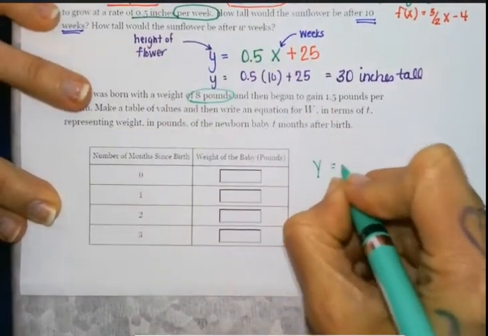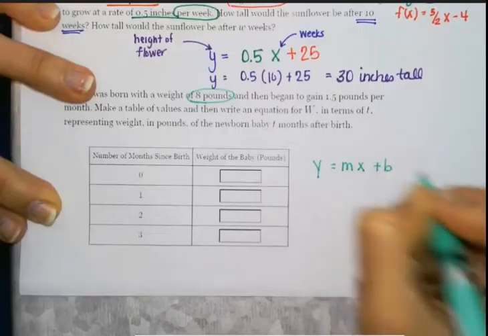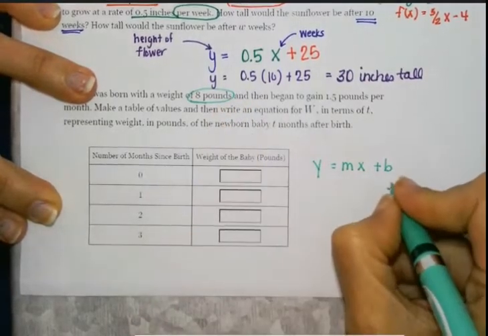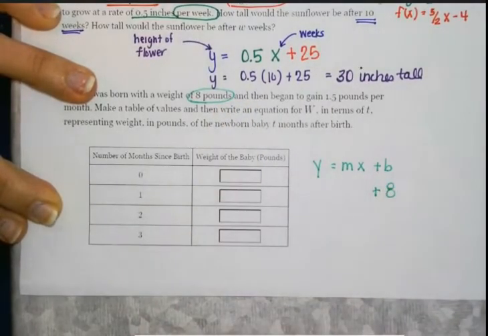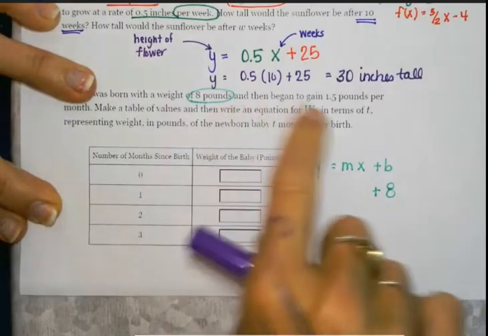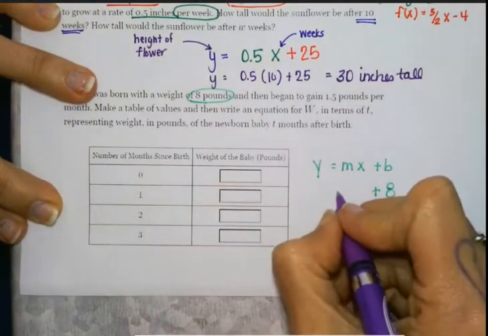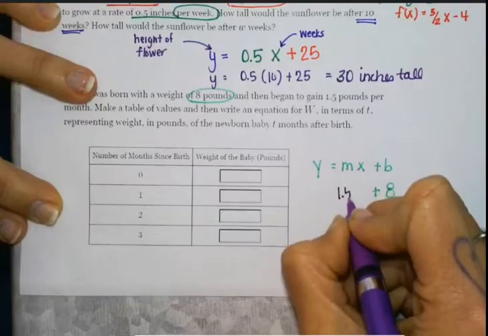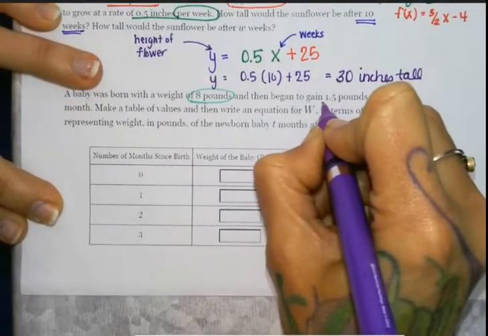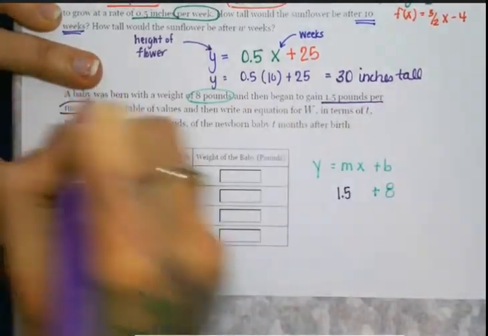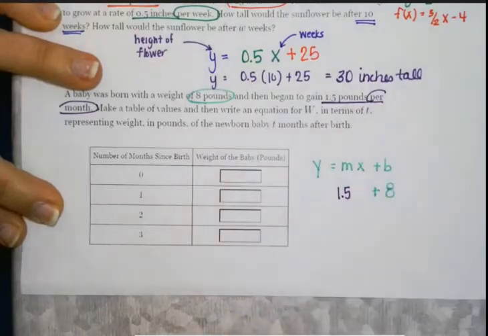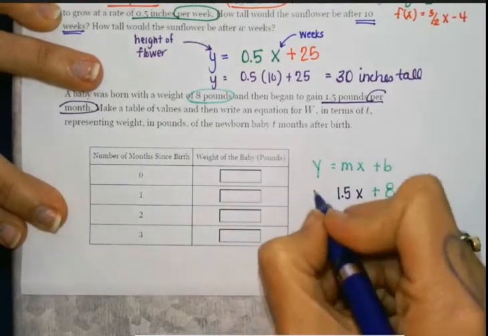So we're going to write the equation. So we need y equals mx plus b. Our b in this case is 8. Never going to change. Baby popped out, 8 pounds. And then began to gain, that's a positive, 1.5 pounds per month. So 1.5 per month is the part where that's your x value, is the per month. And now we have our equation.